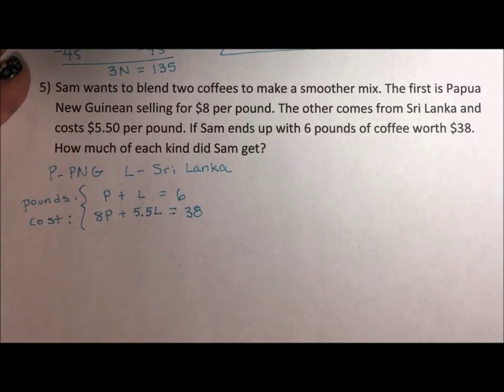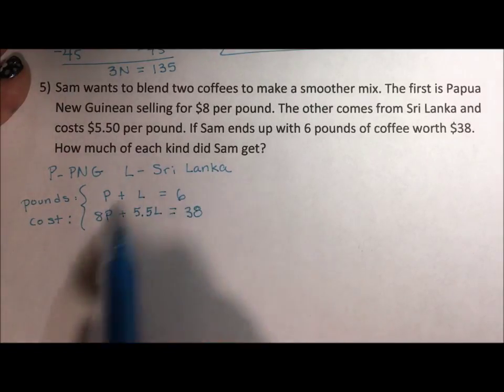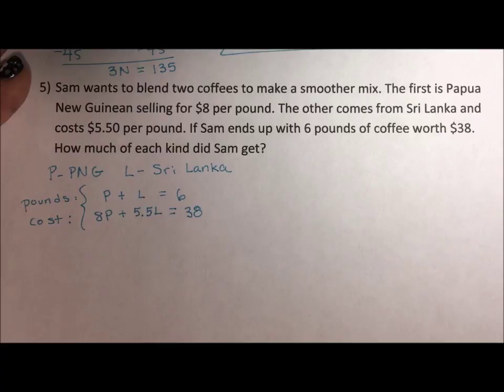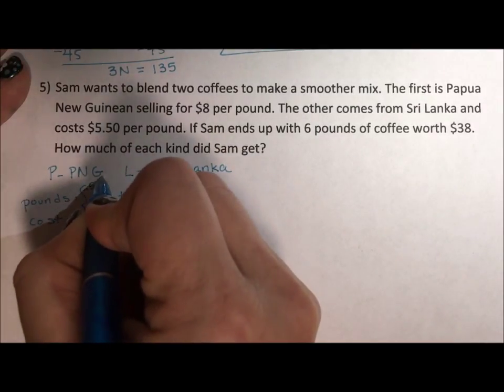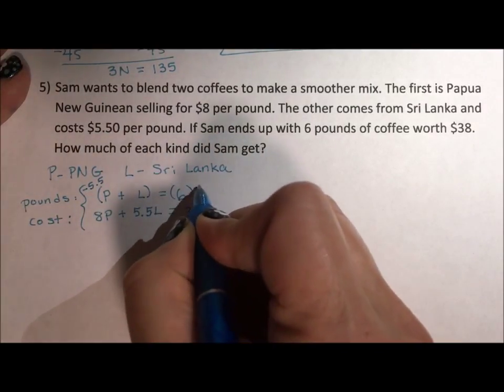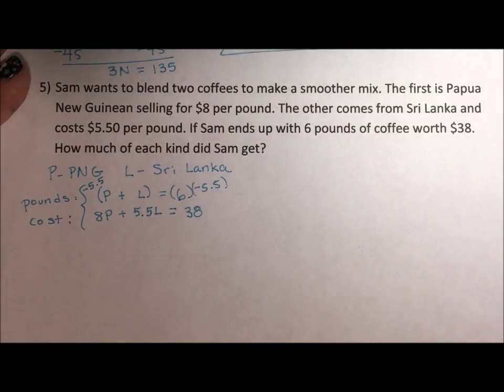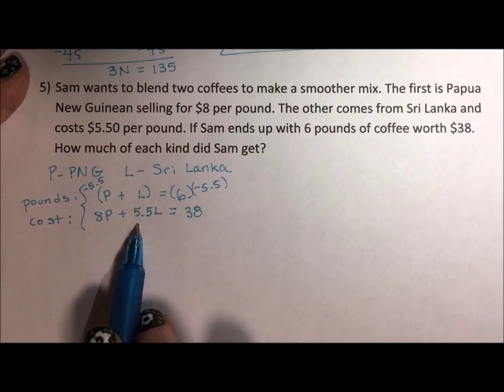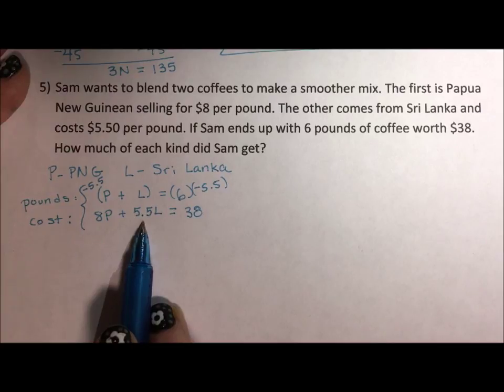I can solve this using substitution or elimination. For substitution, I would just subtract the L over and substitute it in for P. I am actually going to use elimination because this is set up so nicely for elimination. I'm going to multiply both sides of my equation by a negative 5.5. I'm doing a negative because I want to be able to add down. I find subtracting down causes lots of problems. And I'm doing the 5.5 because if I do the 8, I'm going to end up with a negative on both sides. If I choose the smaller coefficient, I avoid negatives.